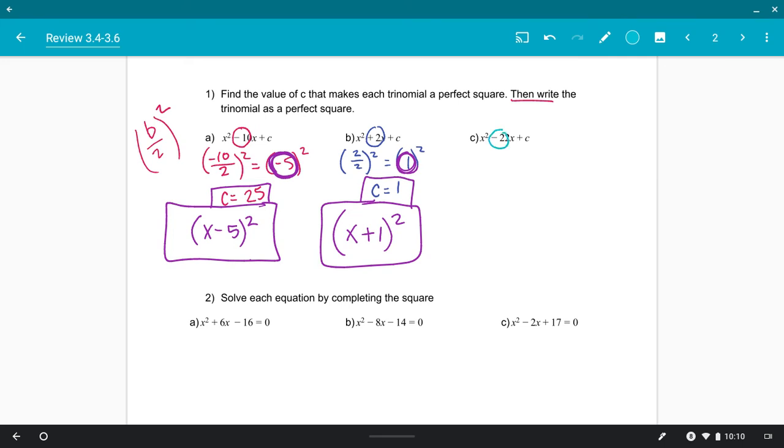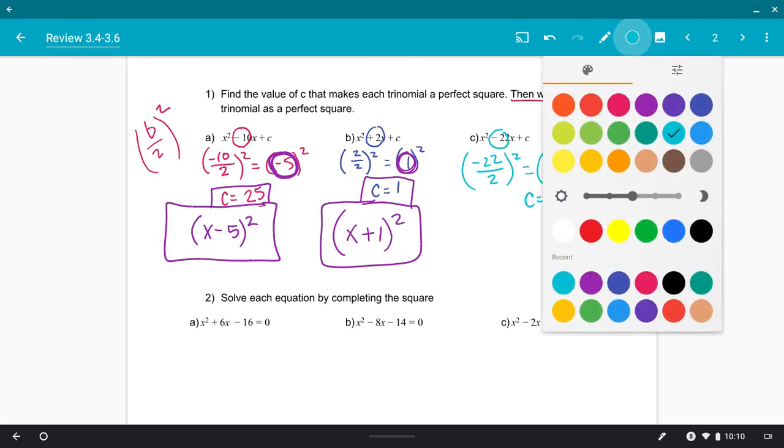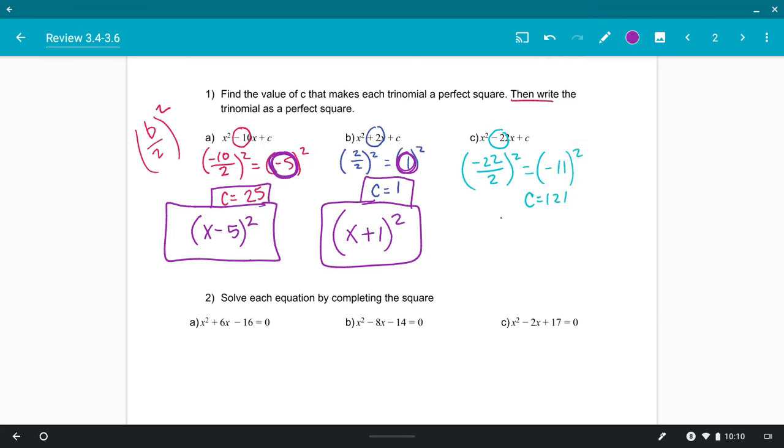All right, and last one, take this guy over 2 squared, which is negative 11 squared, which is 121. And then we can go x minus 11 is this guy squared. All right.